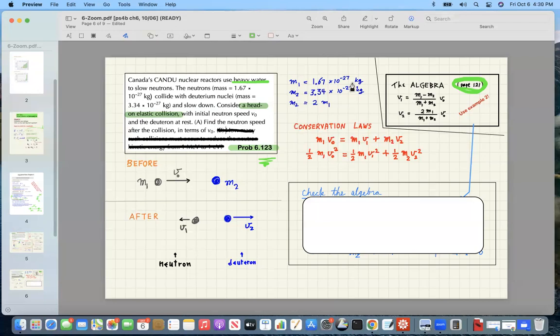Now, m1 is 1.67, m2 is 3.34, which is 2 times m1. So the numerator here will be 1 minus 2 times m1, which is minus m1. The denominator will be 1 plus 2 times m1, which is 3 times m1. So v1 will just be minus 1/3 of v0. In other words, in this collision, the neutron will lose 2/3 of its velocity.